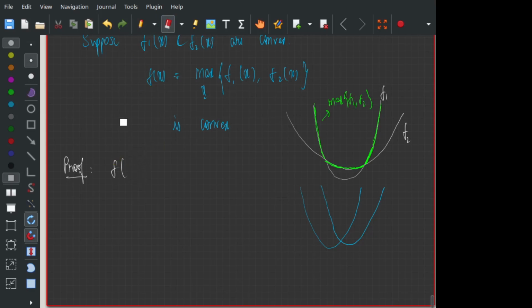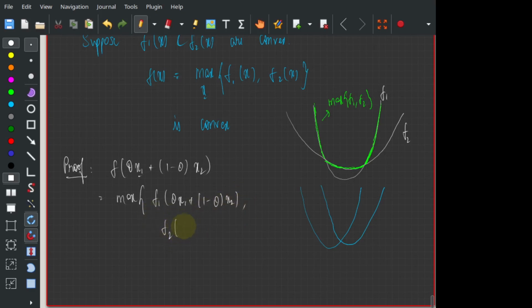Okay, so let's look at f of theta x1 plus 1 minus theta x2. This is just the maximum of f1 of theta x1 plus 1 minus theta x2, and f2 of theta x1 plus 1 minus theta x2. I know that each of f1 and f2 are convex, right? So f1 of theta x1 plus 1 minus theta x2 is less than or equal to theta f1 of x1 plus 1 minus theta f1 of x2, and the same for f2 as well, correct?